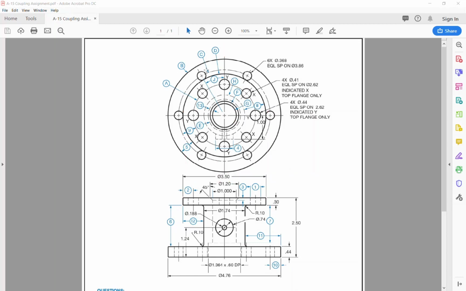So for circle E, if you use your ruler against your textbook page, you will track this feature all the way down to the 1.364 bore that's on the bottom flange. So the answer to E is 1.364.